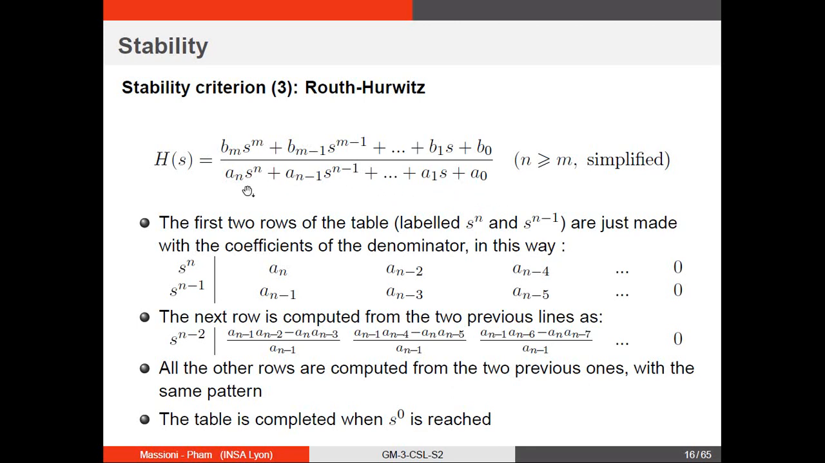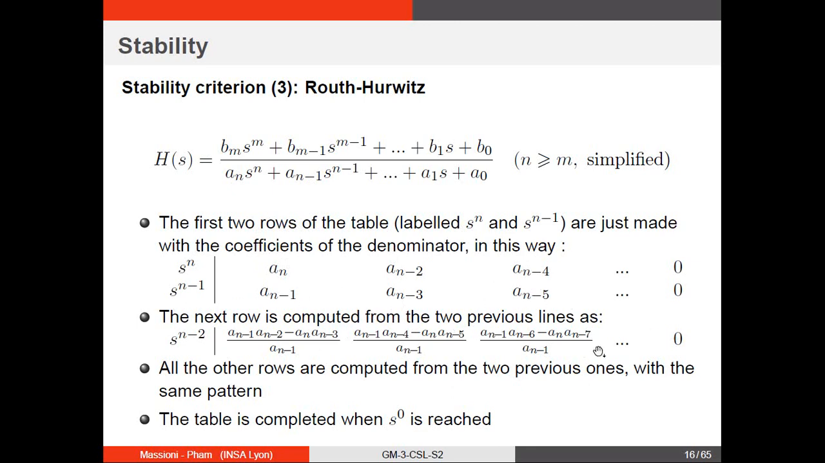So the idea is that you take the highest value, the highest order or degree of S, and start writing a table with S to the power n over here, then S to the power n minus 1, and you go down until you reach S to the power 0. And then here you write the coefficients of the polynomial of the denominator, taken one yes and one no. So you start with a_n, then a_(n-2), a_(n-4), and in the second row you start with the second one, a_(n-1), a_(n-3), etc., etc.